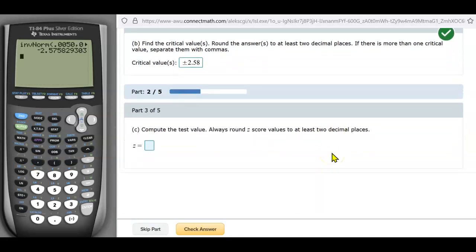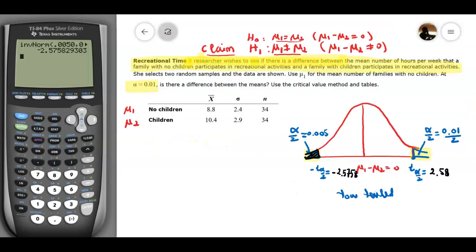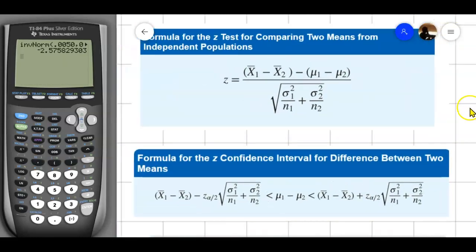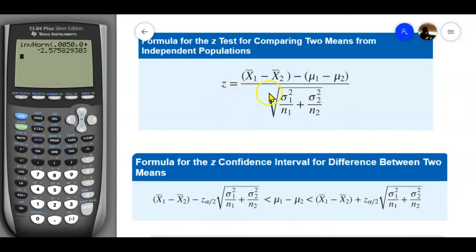All right, so the third question, we are trying to compute the test value. The test value is kind of complicated for this, so just to remind you about the formulas. Here, they are both formulas here. So this is the z value that you are looking for, which is the z test. And this is a confidence interval in 9.1.